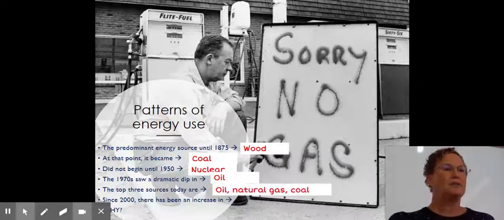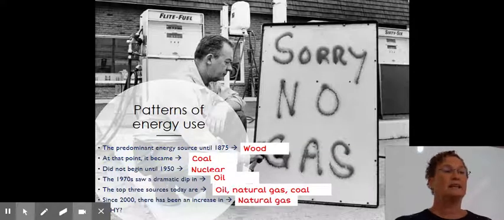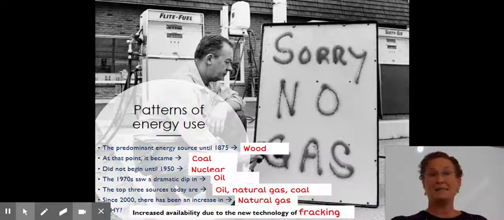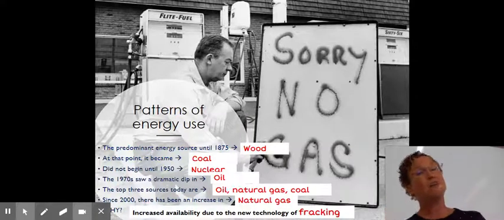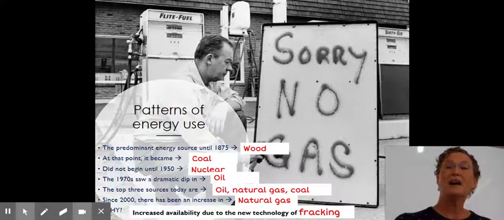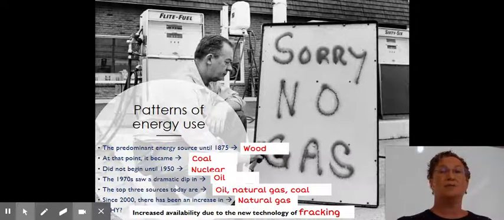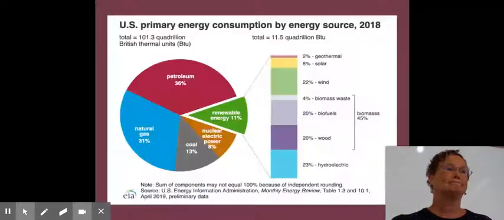All right, the top 3 sources today are oil, natural gas, and coal. And since 2000, there's been an increase in natural gas, and that's mostly because of fracking. Oh, yes, we get to talk a lot about fracking. So the increased availability is due to new technology, and that is fracking.